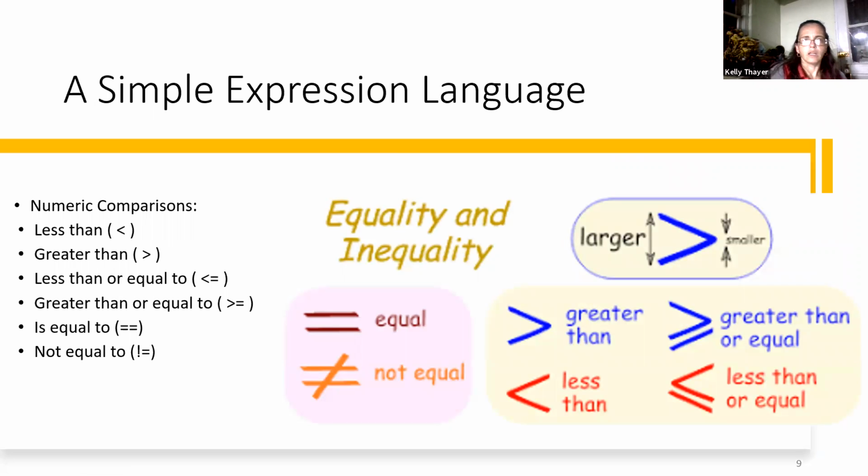The expression language also includes numeric comparisons: less than, greater than, less than or equal to, greater than or equal to. We also have these expressions here, is equal to, which we use with equals equals, and this comparator here is not equal to, so the exclamation point means not, and then equal is equal.